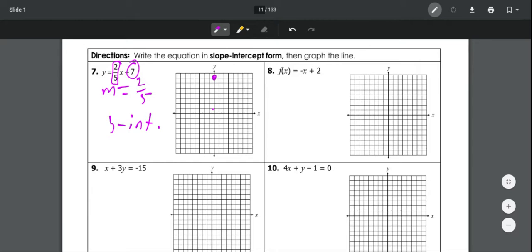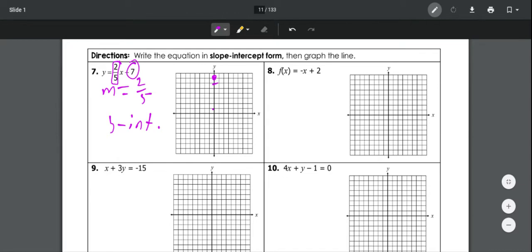Then we go 2 over 5. So our rise means that's how much we go up or down. The top number is the rise. The bottom number is our run. So that means we can go left and right. Now, typically, if you had enough room, you could go up 2 over 5. But if you don't have enough room, instead of going up 2 and over to the right 5, we can go down 2 and to the left 5, and it'll give us the same thing.